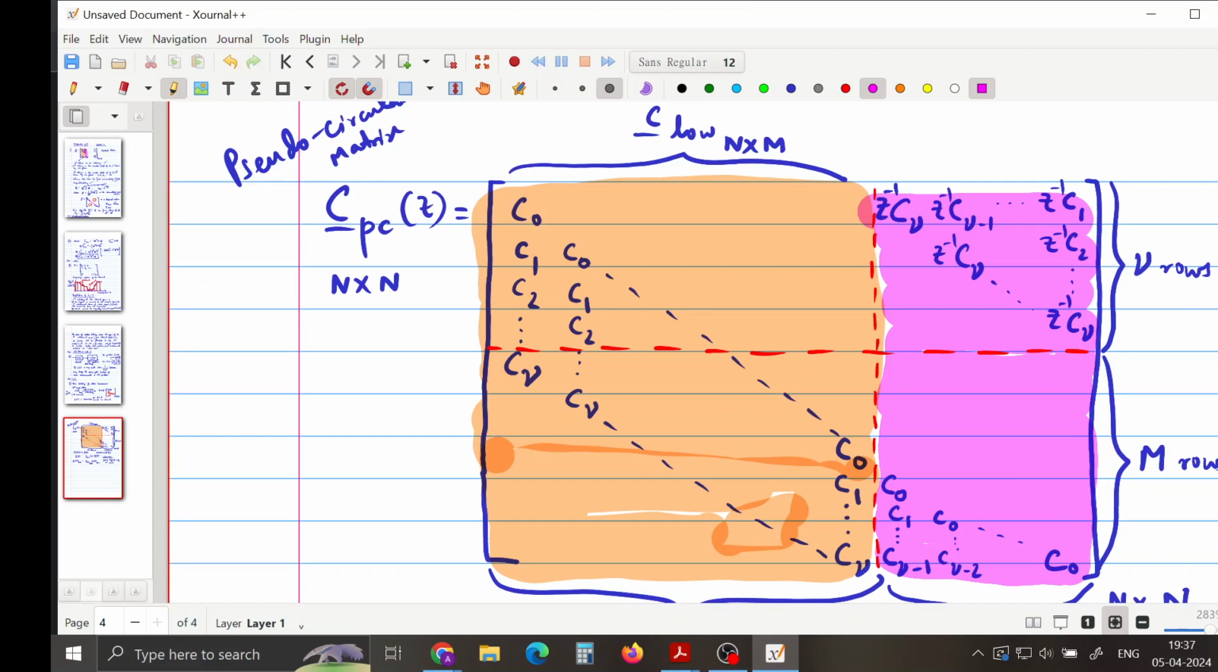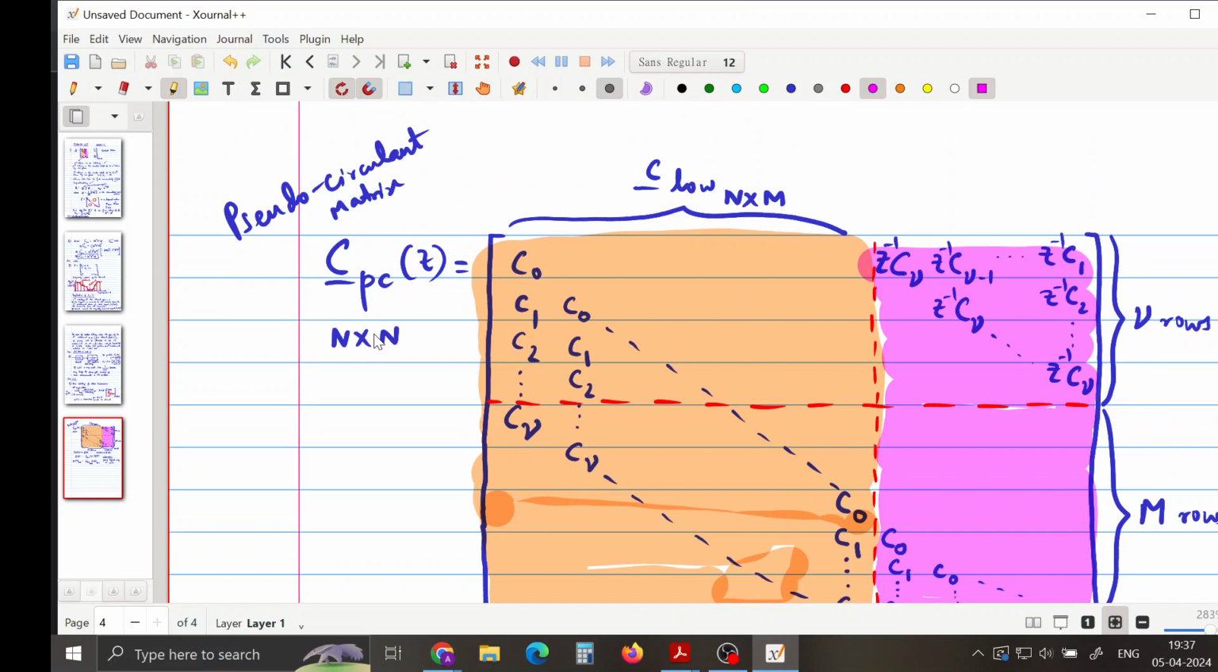Okay, so this is how you can partition the matrix into two parts: one part with the memory and the other part independent of the memory. This is the memory part. And what we want to be removed is the dependency on this part.